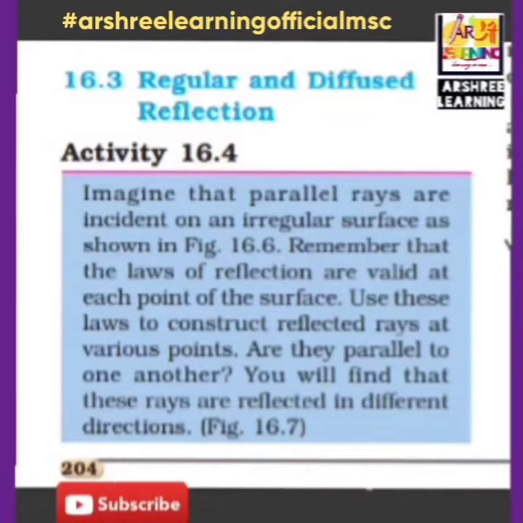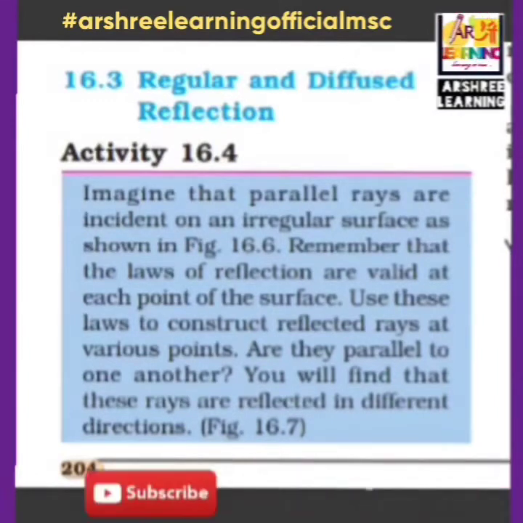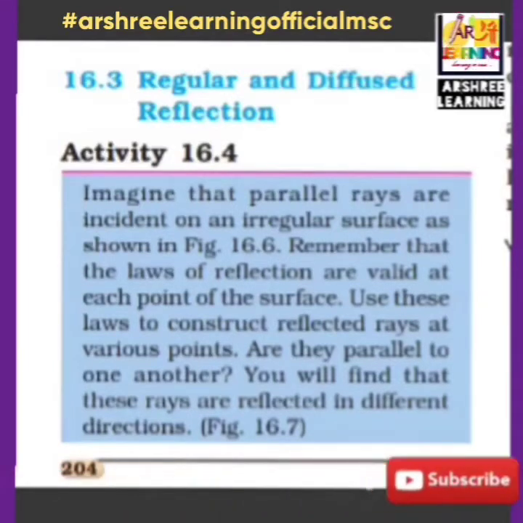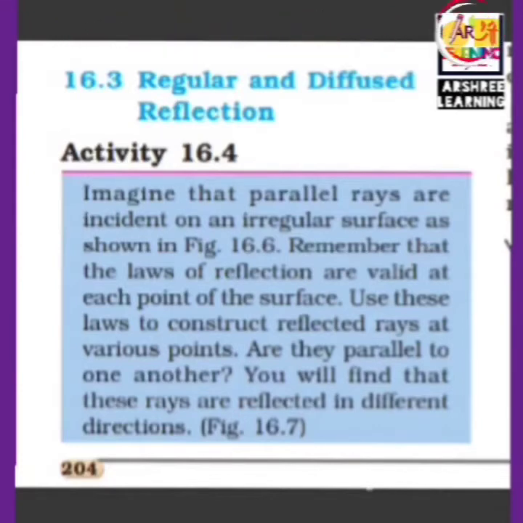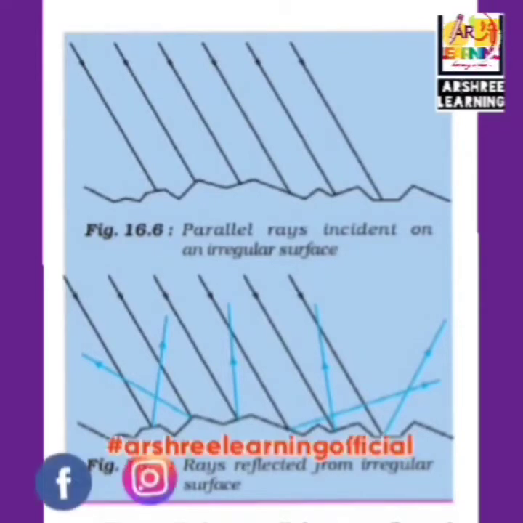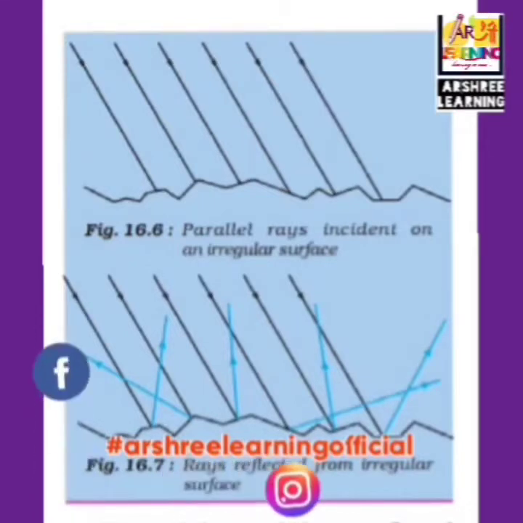Whether it falls on a plane surface or on a rough surface, the law of reflection will always be correct. If we imagine that parallel rays are falling on a rough surface and on a smooth surface, then the angle of incidence will always be equal to the angle of reflection. This is seen in these two conditions, and in both you are seeing that the parallel rays are incident on an irregular surface.